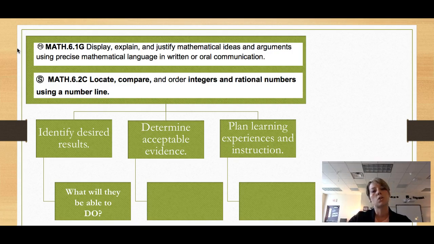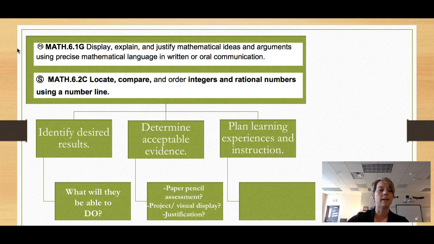So now it's time to determine acceptable evidence. We have to decide what types of assessments we are going to put into place that will show what students are able to do. Have they met our desired results? Will it be a paper and pencil assessment? Most of the time, because this is mathematics, we will be using a paper and pencil assessment.